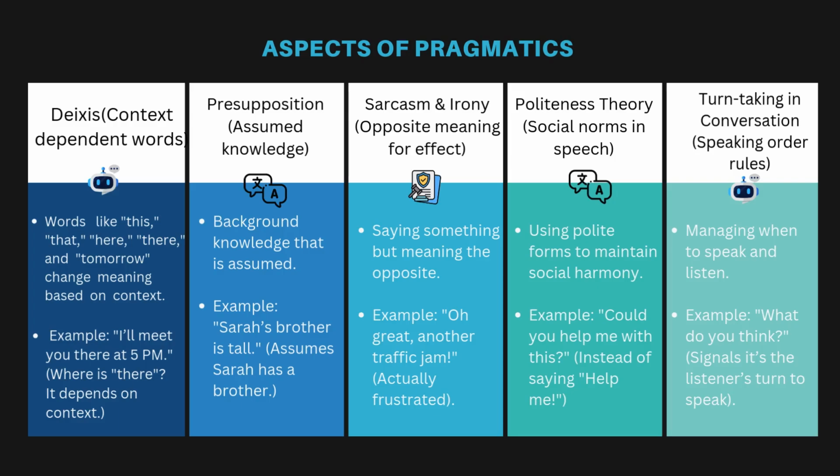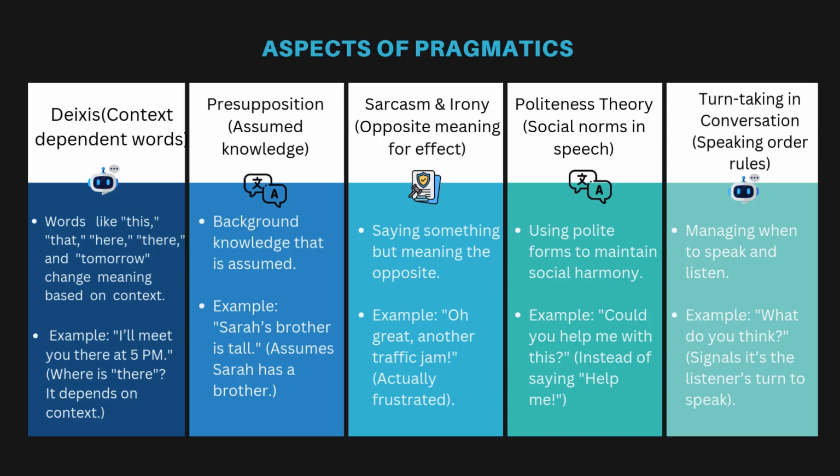Third is sarcasm and irony. Saying something but meaning the opposite. Example, oh great, another traffic jam. Actually frustrated. Next is politeness theory. Using polite forms to maintain social harmony. Example, could you help me with this? Instead of saying help me.